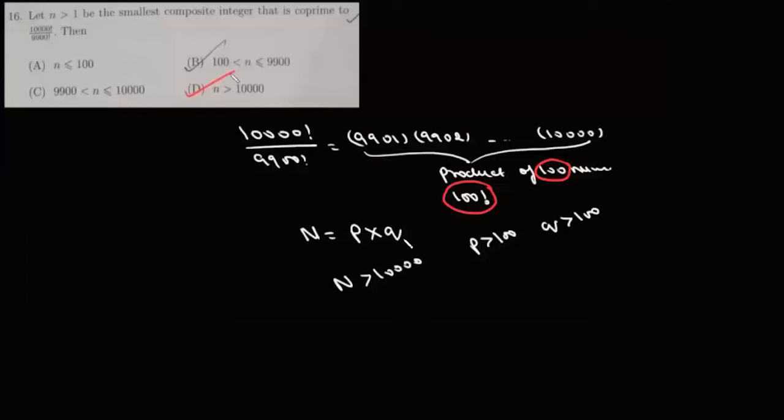Now we need to find the smallest number which is composite, and suppose that number is of the form p and q, where p and q do not divide this product. Now we know that every number from 1 to 100 is going to divide it. So this p has to be greater than 100, and this q should be greater than 100. That means this n should be greater than 10,000, and that's your option D.